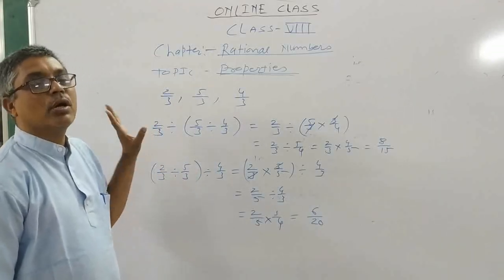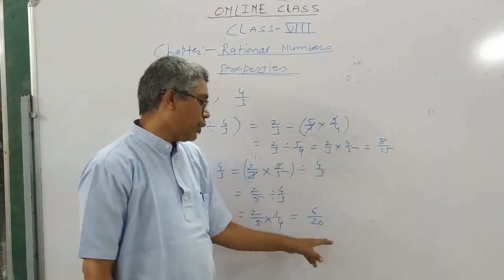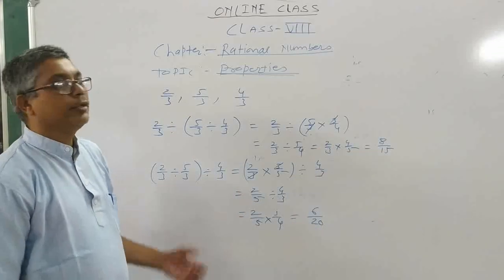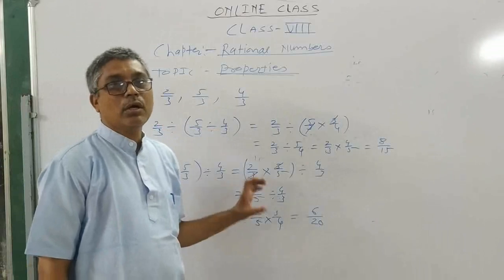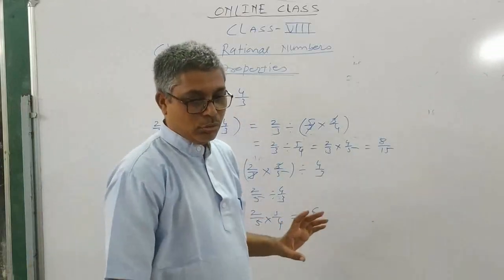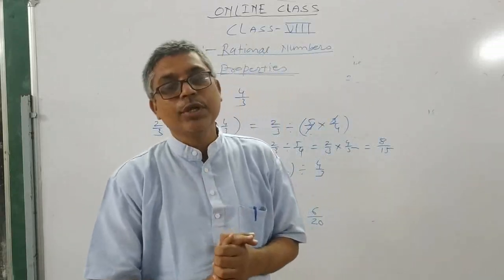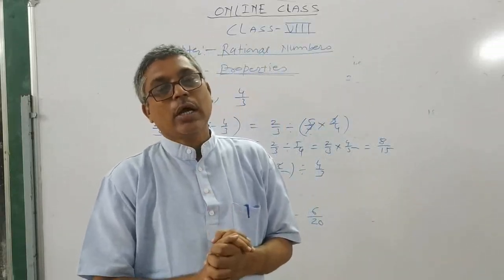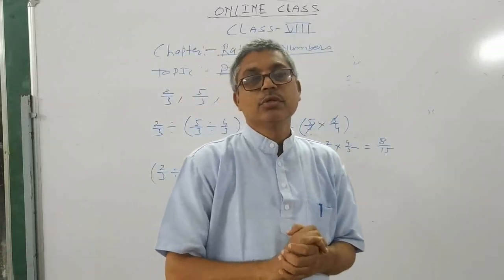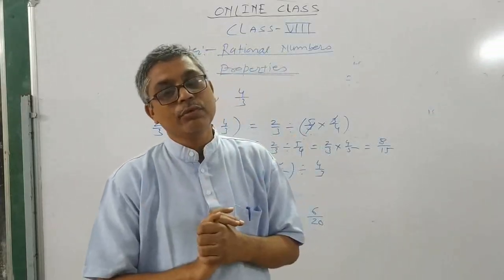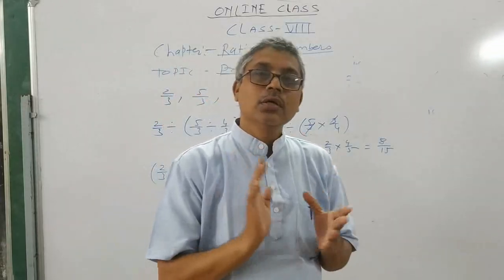We keep the order same. And what we get here, we get different answers. It means that we can say that division of rational numbers is not associative. So we have seen 4 operations under associativity. Number 1 is addition, and we see that addition is associative, subtraction is not associative. Then multiplication is associative and division is not associative.